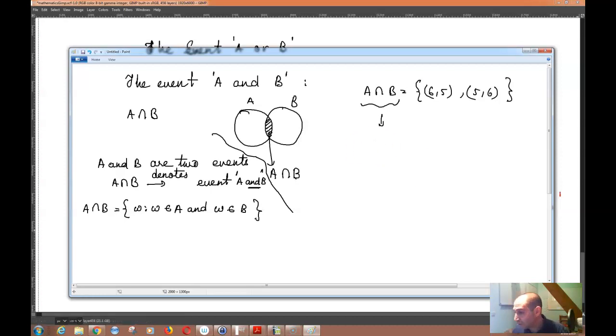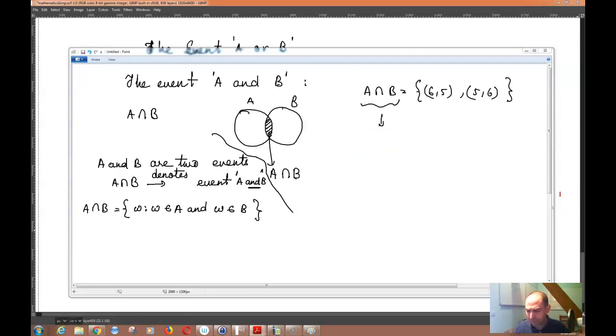Now let's go back over here to the exercises and see why they have used the connective. Let's see.